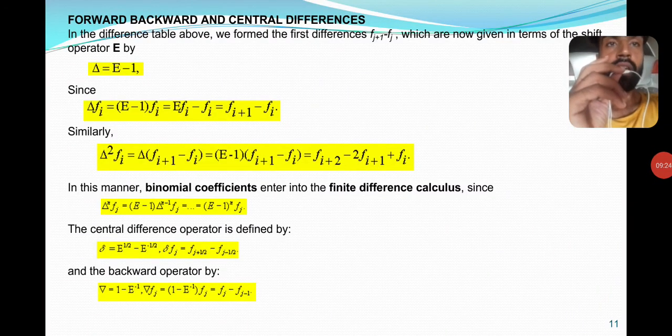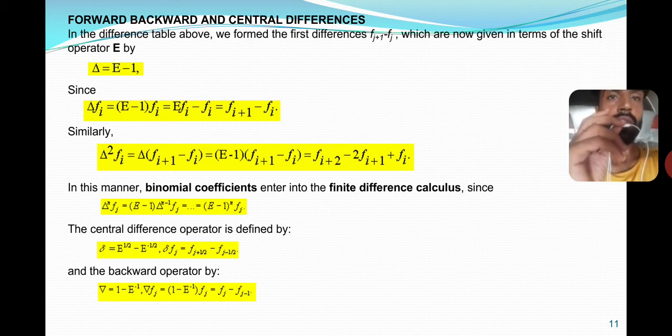Forward, backward, and central differences. In the difference table above, we form the first difference Δfi = fi+1 − fi, which is now given in terms of the shift operator E: Δ = E − 1, since Δfi = Efi − fi = fi+1 − fi.